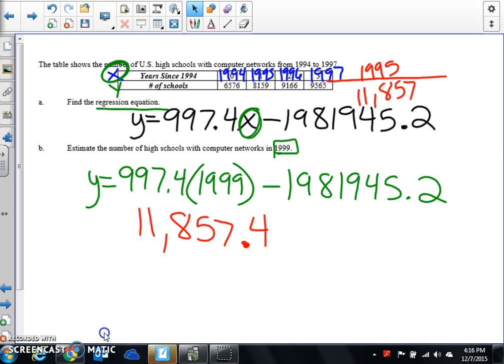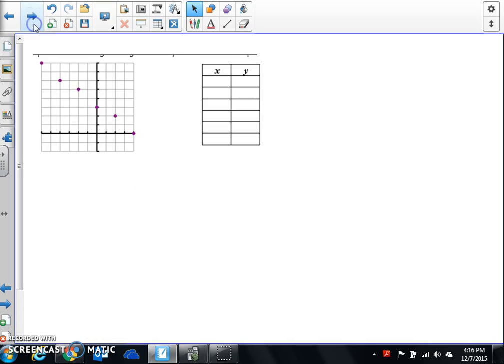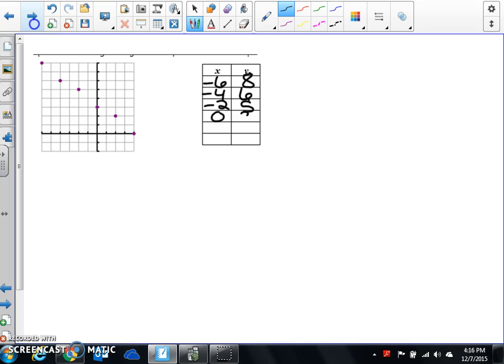Okay? All right, last thing, you could also be given a graph like this. All you're going to do is take those points, make a table, and then go to your calculator. So this point would be negative 1, 2, 3, 4, 5, 6, negative 6, 1, 2, 3, 4, 5, 6, 7, 8, negative 1, 2, 3, 4, 1, 2, 3, 4, 5, 6, negative 2, 5, 0, 3, 2, 2, and 4, 0.